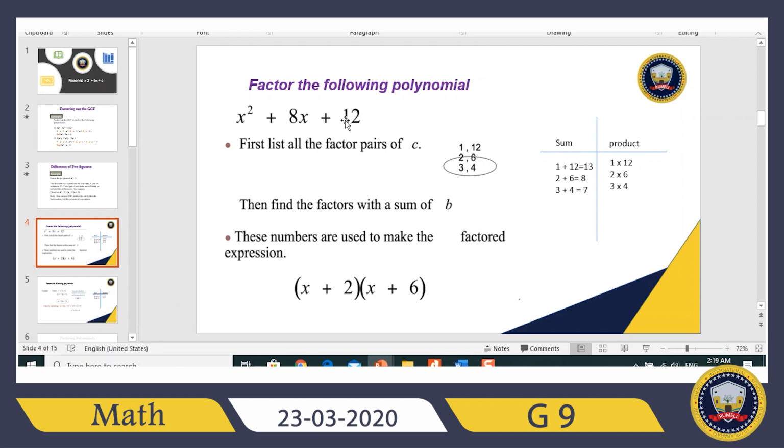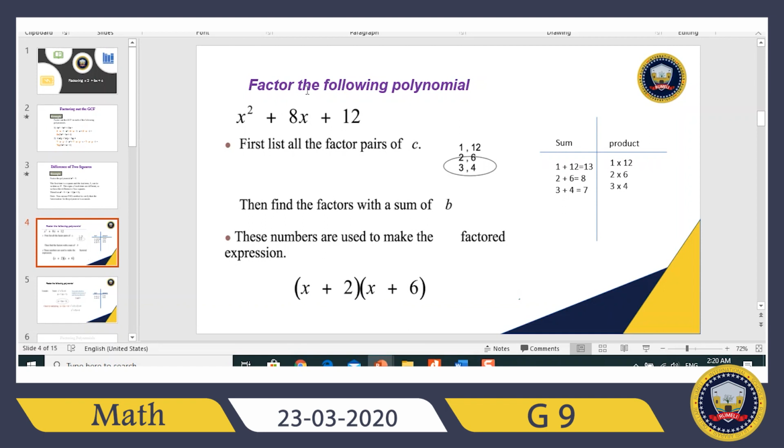So now, again, as long as it is a trinomial, I will open two brackets. First thing, the easiest part of this problem, I will write x here and x here, x in the first term of each bracket. What about the second term in each bracket?